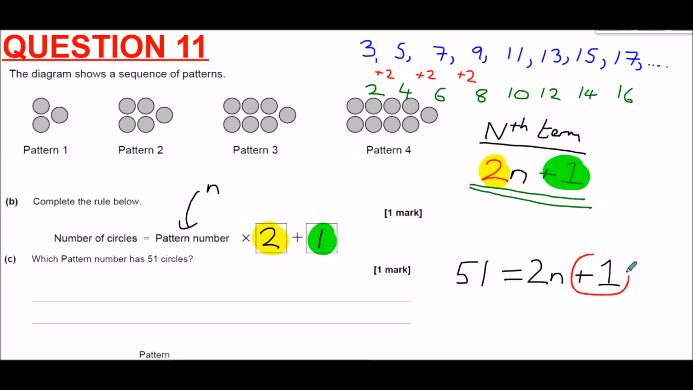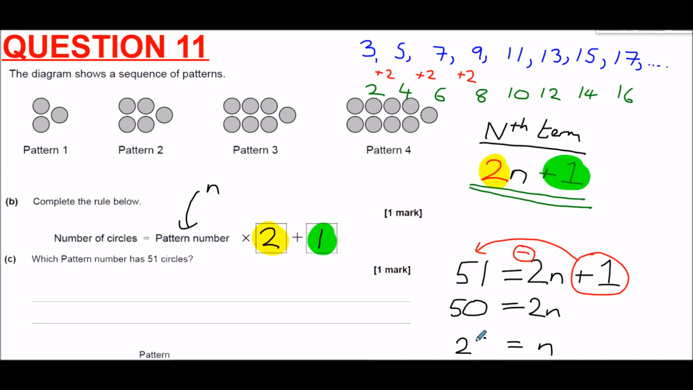So we need to get rid of this 1, take it to the other side, swap sign. The +1 changes to -1. 51 take away 1 is 50, and on the right hand side we're just left with 2n. We don't want 2n, we just want to know what n is. And so that 2 needs to move to the other side. What we're doing in effect is actually just halving each side. Half of 2n is 1n, half of 50 is 25.